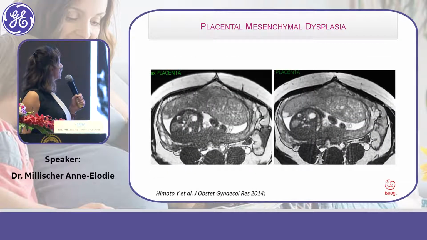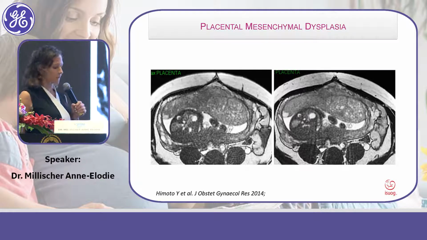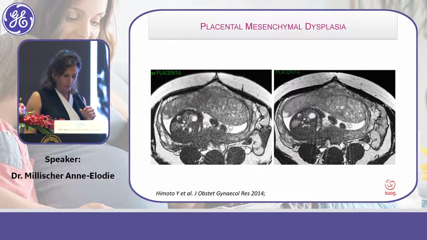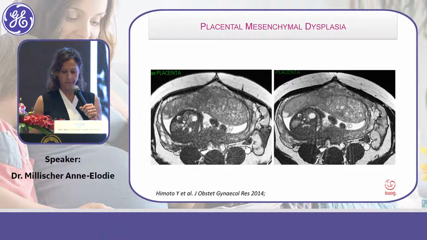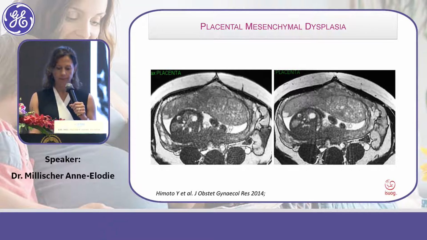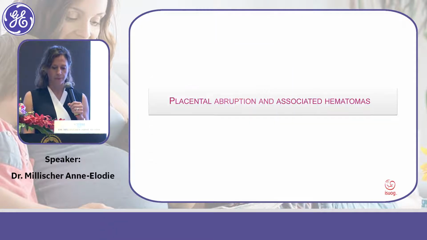Here an example with MRI of a mesenchymal dysplasia. You can see that it could be just a part of the placenta. Và đây là một cái hình ảnh MRI. Ở bên tay phải cô chỉ có một cái phần mà nó có cái tín hiệu không đồng nhất, đó là cái phần mà loạn sản trung mô bánh nhau.